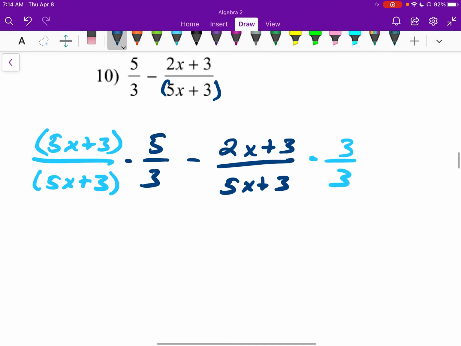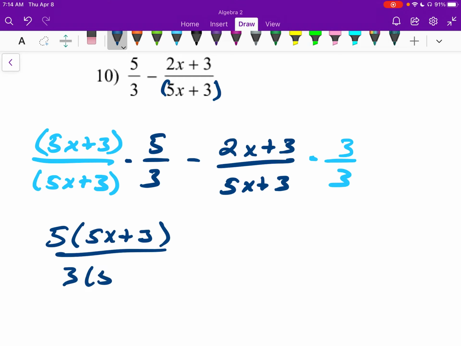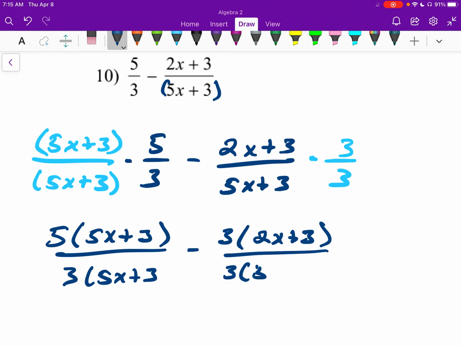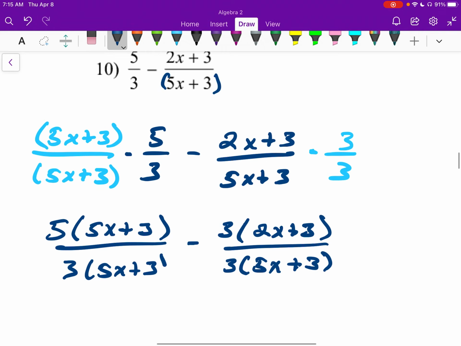All right. Multiplying it together, the left fraction will be 5 times 5x plus 3 over 3 times 5x plus 3. Then we have minus, let me rewrite that, 3 times 2x plus 3 over 3 times 5x plus 3. Our denominators are now the exact same thing, so we can subtract here.